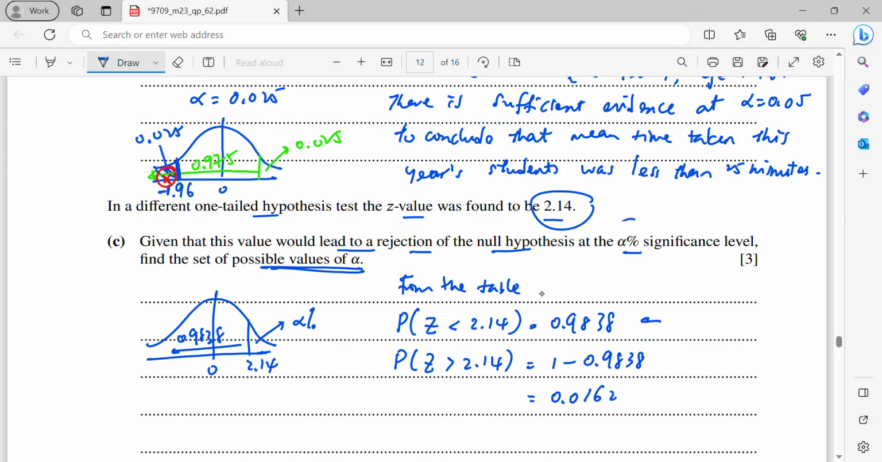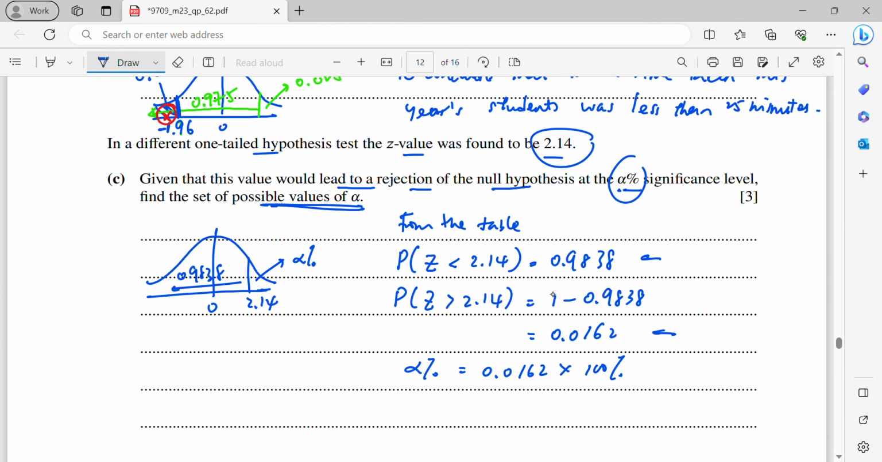And now we need to find this alpha. This alpha percentage, just convert this decimal into percentage. So the alpha percentage is going to be 0.0162 times 100%. Then you'll be getting 1.62%. Therefore, our alpha must be at least 1.62. Then you will reject the H naught.